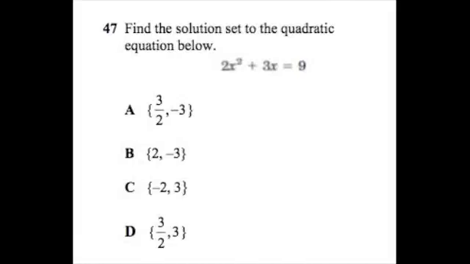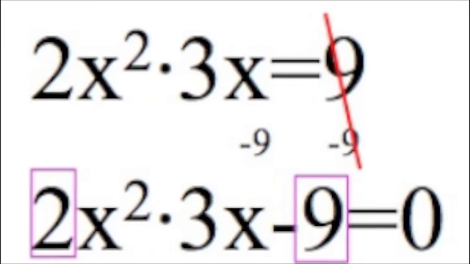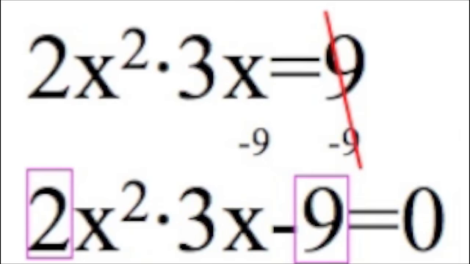Our first problem says, find the solution set to the quadratic equation below. 2x squared plus 3x equals 9. So what we're going to want to do is start with your equation, 2x squared plus 3x equals 9.